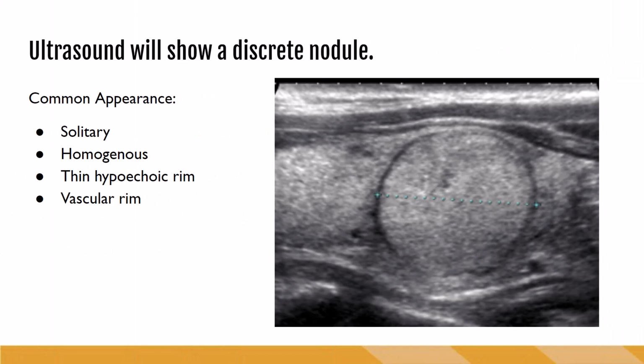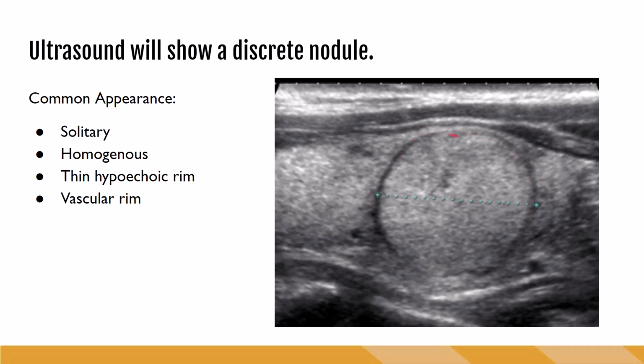On ultrasound, adenomas are going to appear as a discrete nodule, meaning that they'll be a very clear, distinct, different structure than the rest of the thyroid tissue. Adenomas also have some variation in how they appear by ultrasound. Most commonly, we'll see them as solitary, homogeneous nodules that have a thin hypoechoic rim around it and have some vascularity within that rim. So in this image here, we can see the thyroid tissue on either side of this very clearly demarcated nodule. So this is an adenoma.